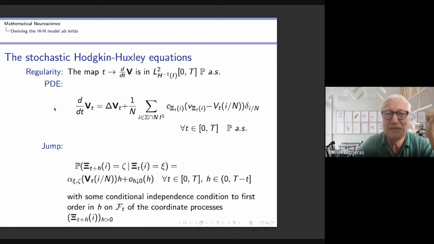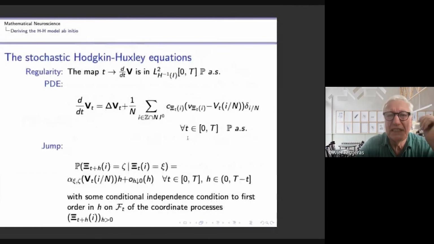And it satisfies the potential PDE, which is written here, so you have the Laplacian again, and you have the equivalent of the channel current equations. And this is the conductance. This is the conductance for the state i and the summation for all possible states. This is the reversal potential. This is the value of the membrane potential at coordinate i over n. And this is delta i over n. This is just a standard Dirac function, which belongs to H minus one here. And we want this equation to be satisfied, not always, but P almost surely, but for all t in 0, T. So that's the PDE.